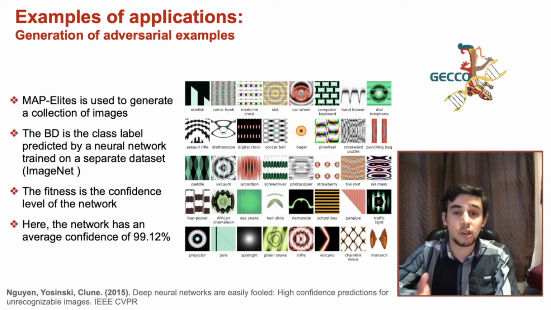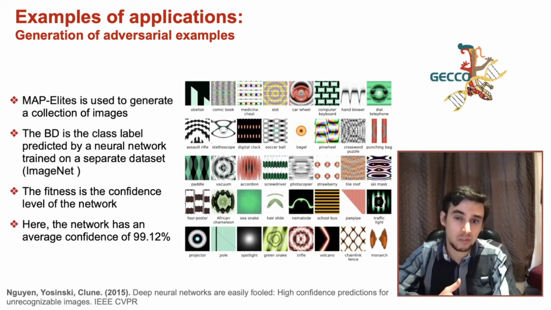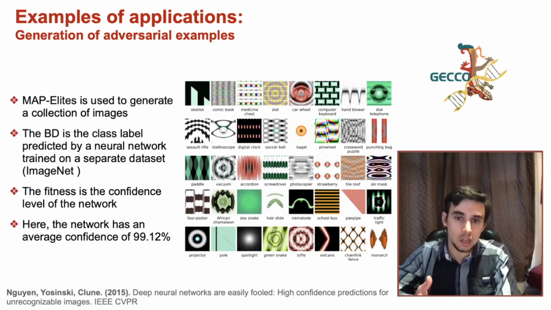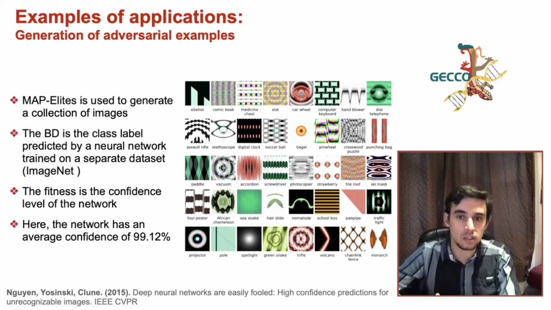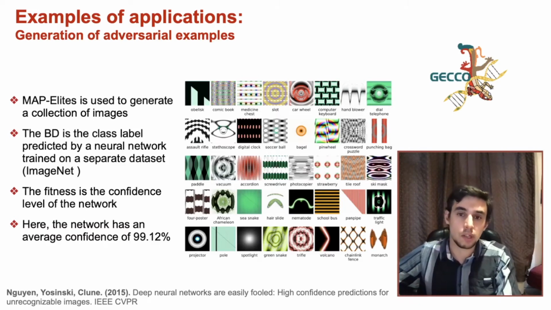But on the other hand, when you look at the images, you can see that they barely resemble what they are supposed to be. Of course, we can imagine why the neural network is very confident that some yellow and black stripes are a school bus, but it's definitely not the pure definition of a school bus. So it's a very good way to generate adversarial examples to fool neural networks.